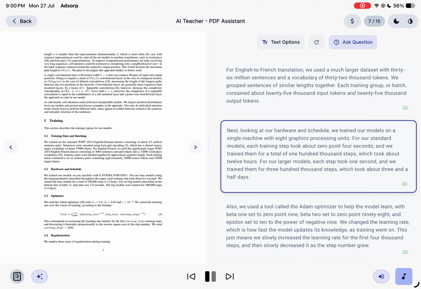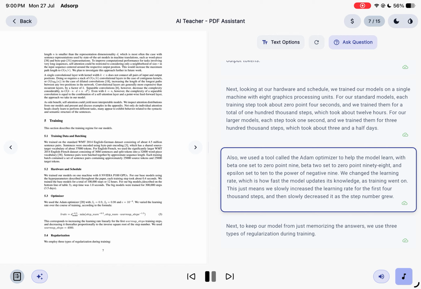Also, we used a tool called the Adam Optimizer to help the model learn, with beta 1 set to 0.9, beta 2 set to 0.98, and epsilon set to 10 to the power of -9. We changed the learning rate, which is how fast the model updates its knowledge, as training went on. This just means we slowly increased the learning rate for the first 4,000 steps, and then slowly decreased it as the step number grew.